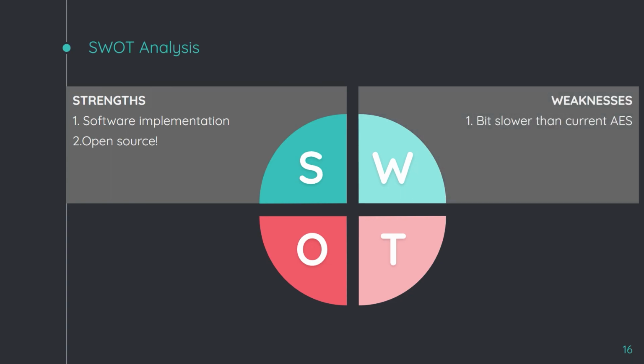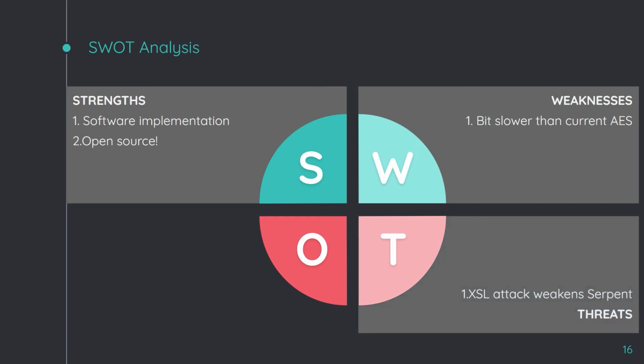Weakness. If we compare Serpent Cipher with the current AES, we'll notice that Serpent is a bit slower since it has 32 rounds, whereas AES with 10 rounds is faster and easier to implement. Threats. The XSL attack, if effective, would weaken the cipher.